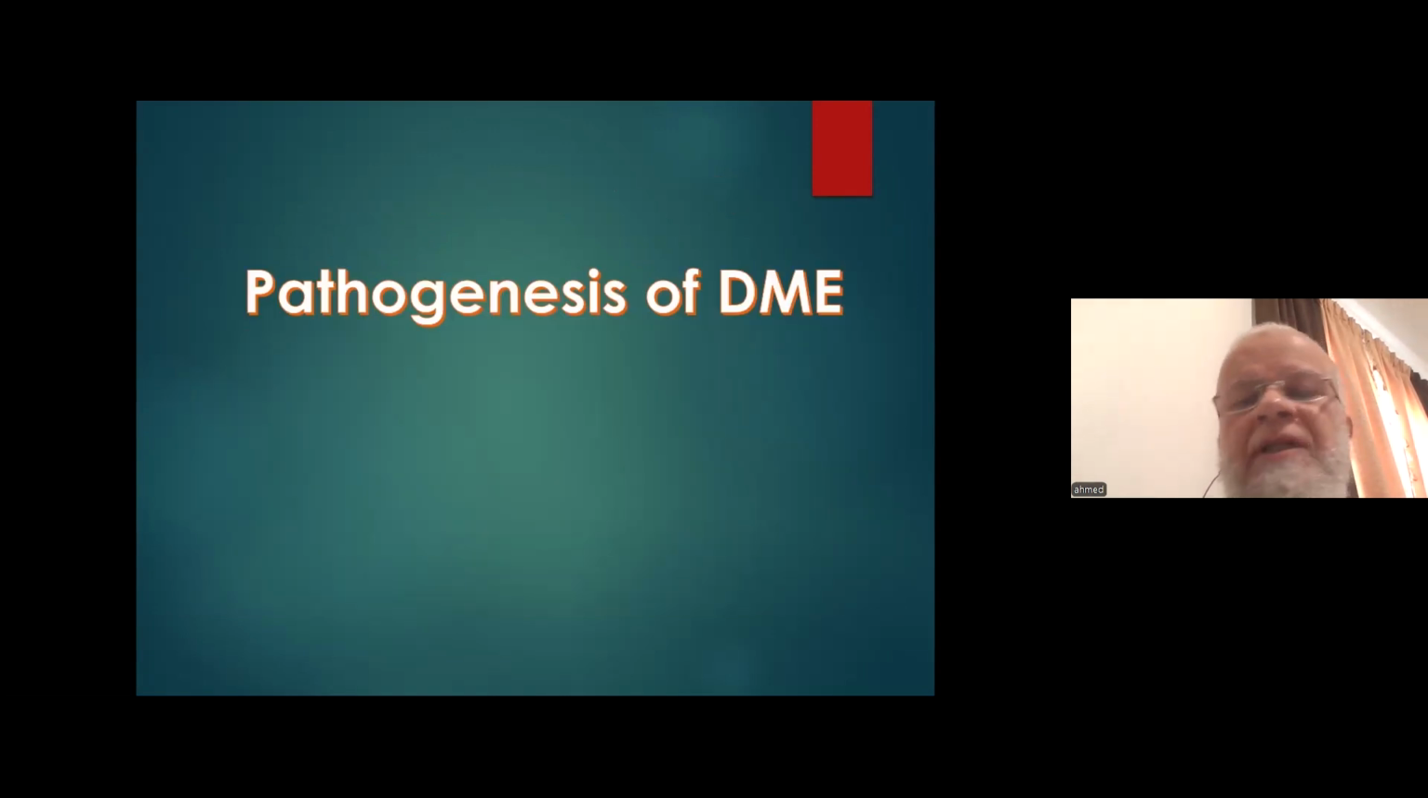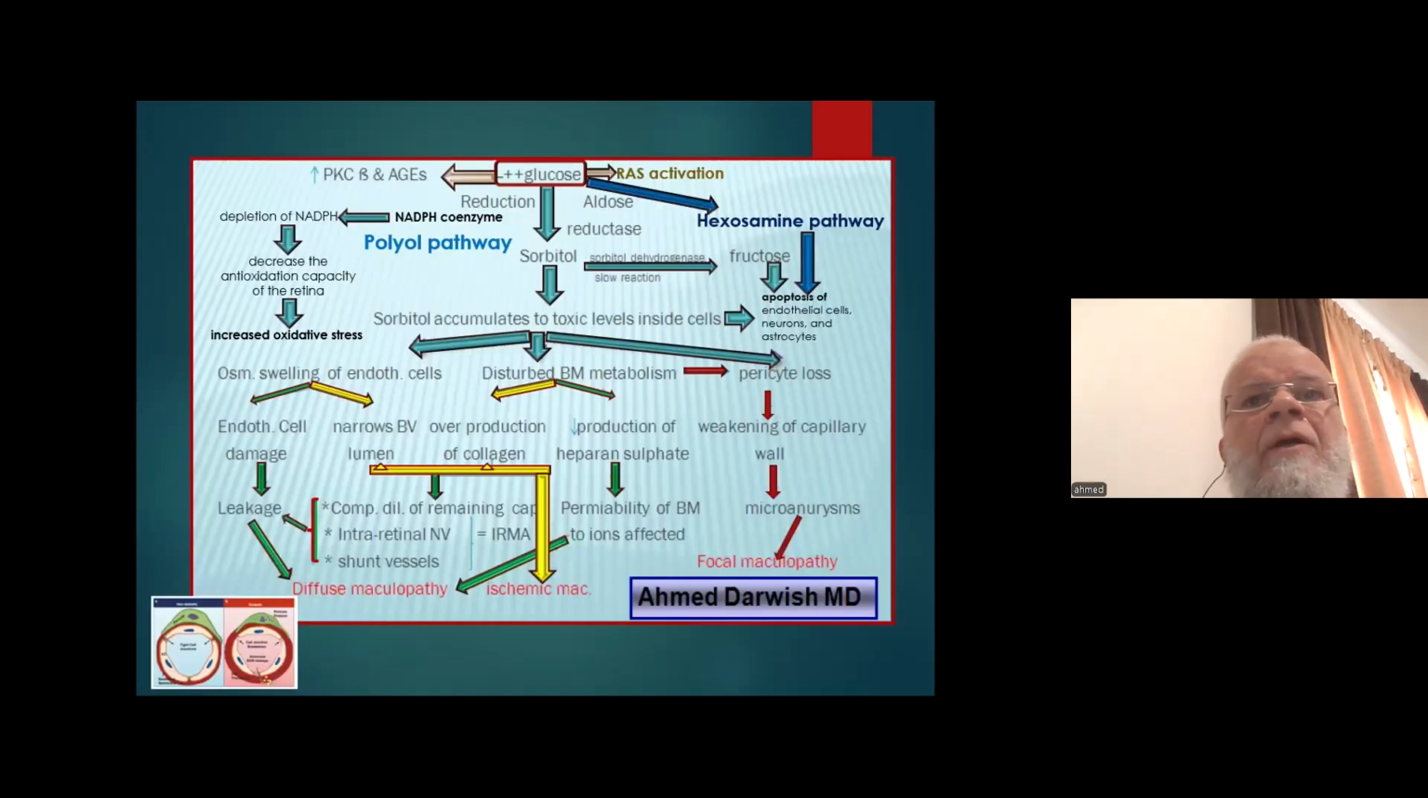The pathogenesis of diabetic macular edema can be seen in the next slide, where we can find a derangement in the metabolism of glucose into several pathways: the protein kinase C pathway, the advanced glycation end products pathway, the renin-angiotensin system activation pathway, and the polyol pathway. These pathways lead to damage of the endothelial cells of the microvasculature, leading to leakage into the retinal tissue, in addition to narrowing of the lumen of the blood vessels by the disturbed basement membrane metabolism and the overproduction of collagen, leading to ischemia. Therefore, there is a combination of leakage and ischemia. Next slide.